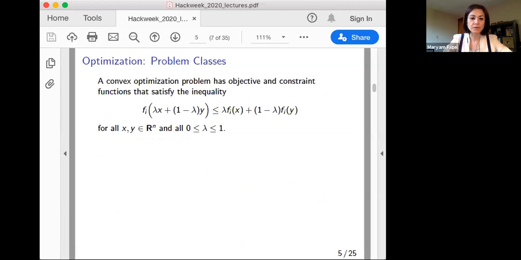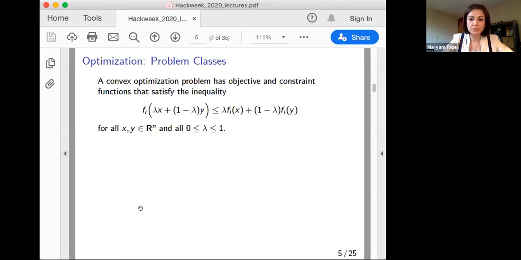But what's a convex optimization problem? Here's a formal definition. So it means our objective function f0 and the constraint functions fi should all satisfy the following inequality at all points x and y in Rn, so n-dimensional vectors, and for all values of this weight value lambda between 0 and 1.